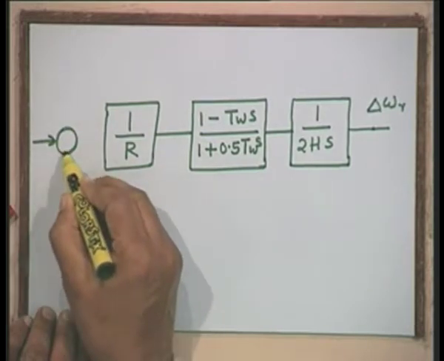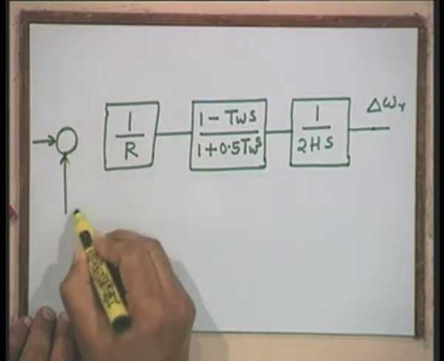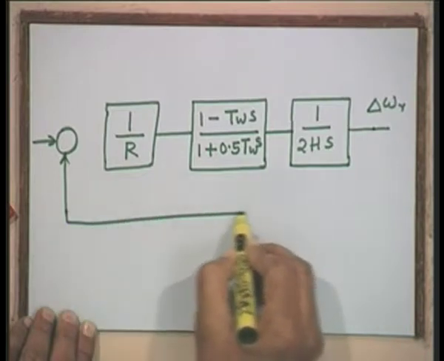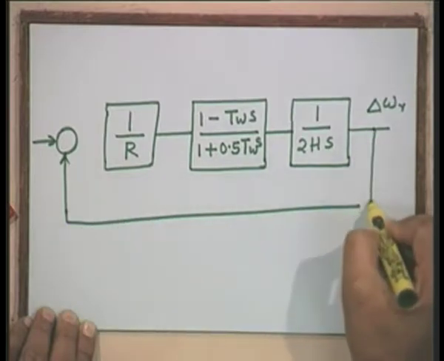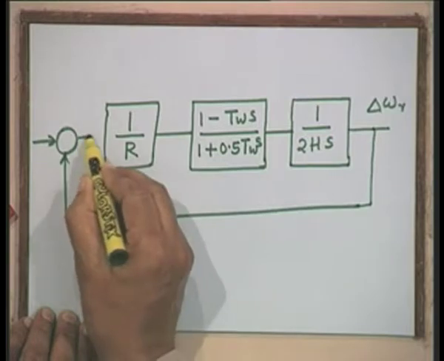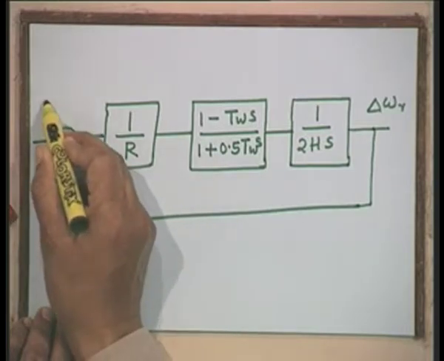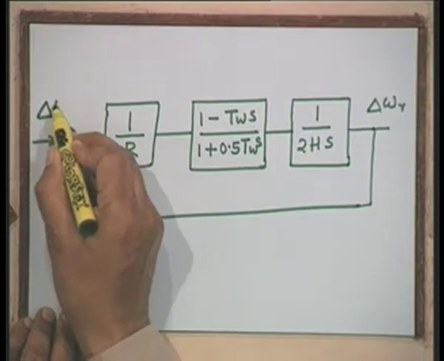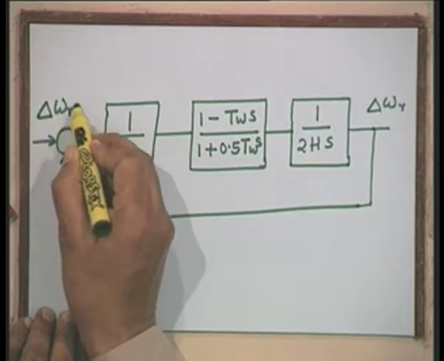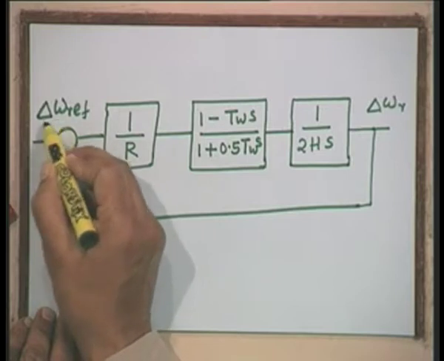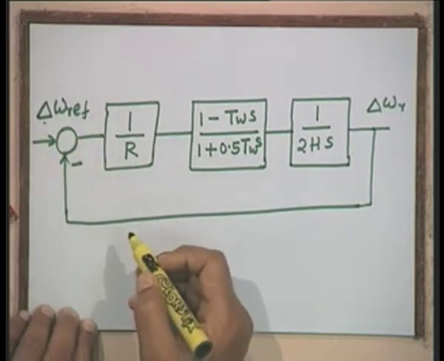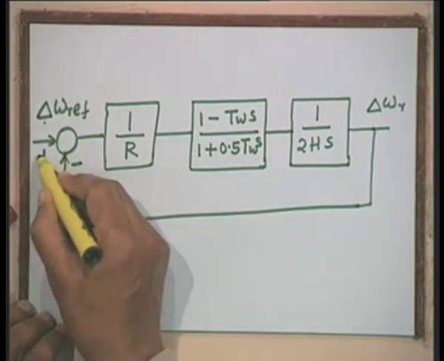Here is a negative feedback. This is negative, and this is the change in reference, delta omega reference, which is a plus.